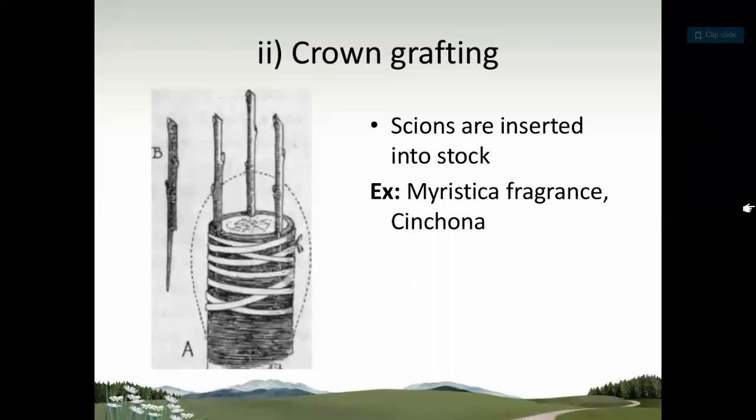When it comes to crown grafting, this is the second type of stem grafting. Scions are inserted into the stock, like Myristica fragrans and Cinchona bark. In these two medicinal plants, this method is suitable. Stock means the stock root, into which we need to insert. We need to make the hole in such a way like a crown. We have to prepare it like that, which is why it is known as crown grafting. Then we have to tie it properly. Again they will start generating a new type of plant.